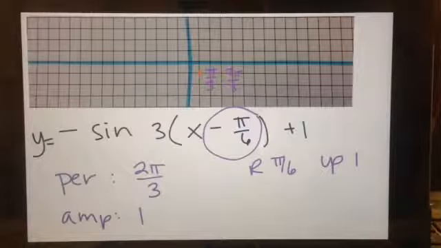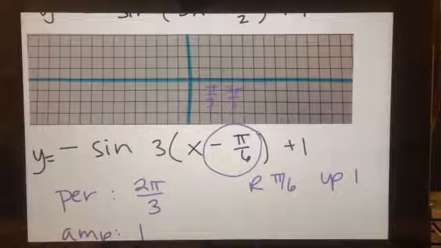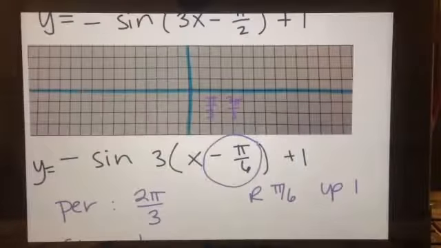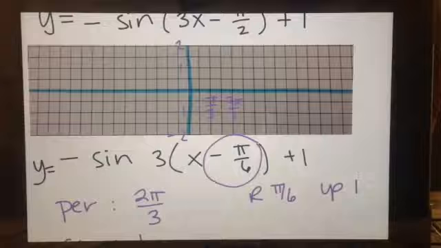So that means when I go to move it right pi over 6, that's going to be a pretty easy thing for me to do. With the amplitude of 1, I just want to make sure that I have room to shift the whole graph up 1. So I'm going to say this is 1 and this is 2. Negative 1, negative 2.